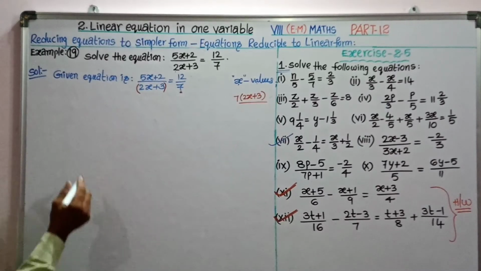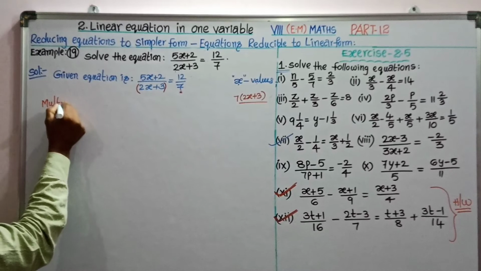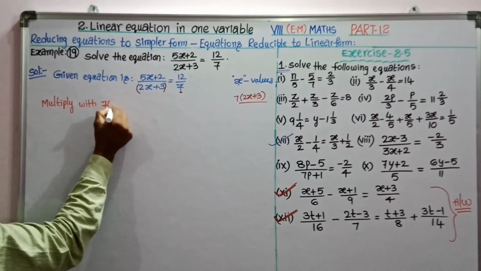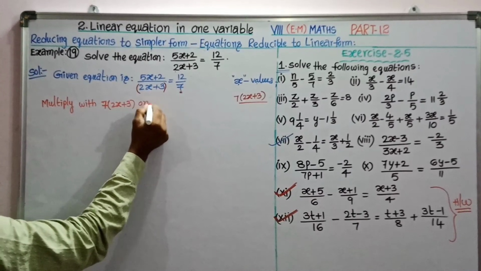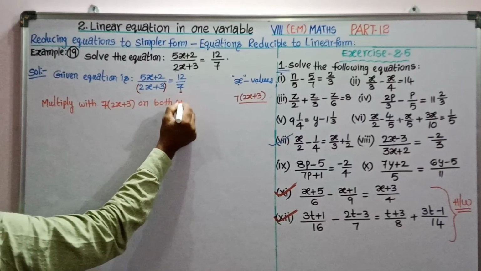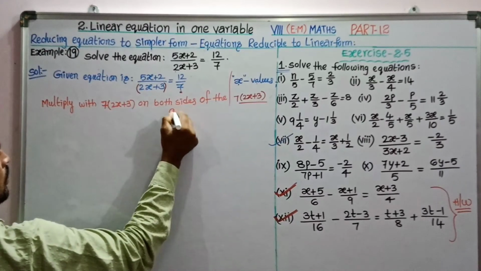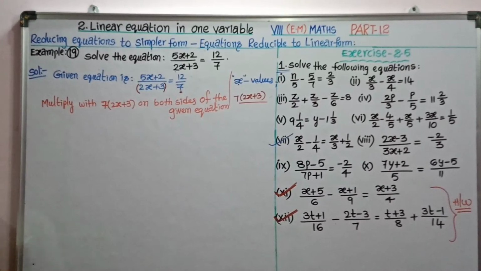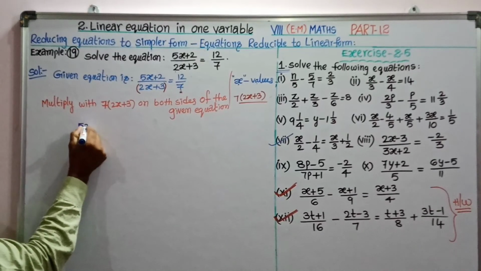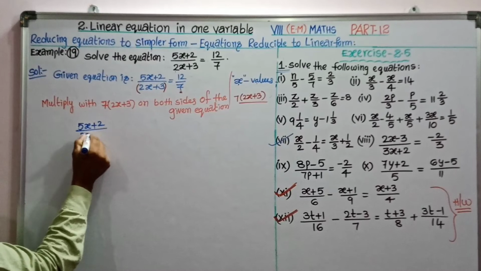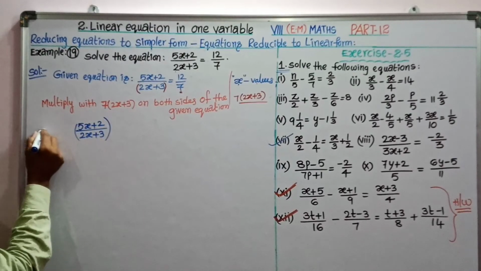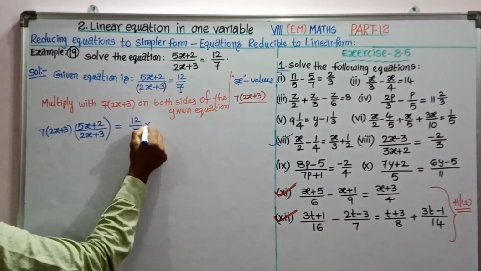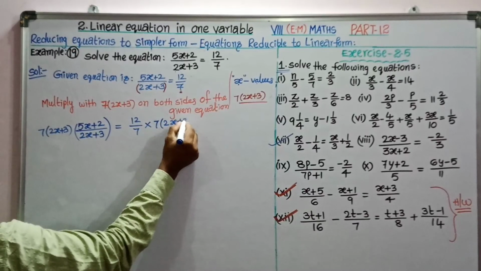Okay. Now multiply with 7 of 2x plus 3 on both sides of the given equation. We get, since actually LHS of the given equation is 5x plus 2 by 2x plus 3, but we have to multiply it by 7 times of 2x plus 3. RHS is 12 by 7, but we have to multiply it by 7 times of 2x plus 3.